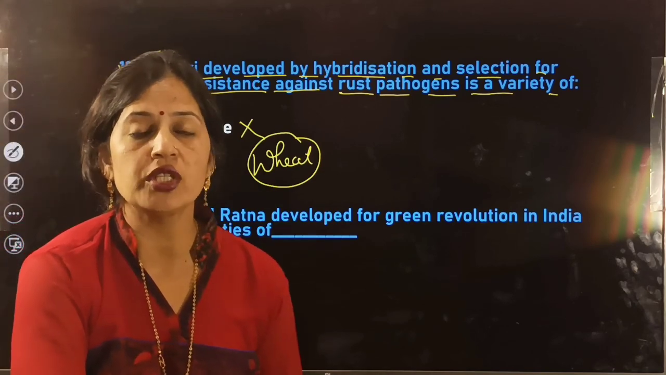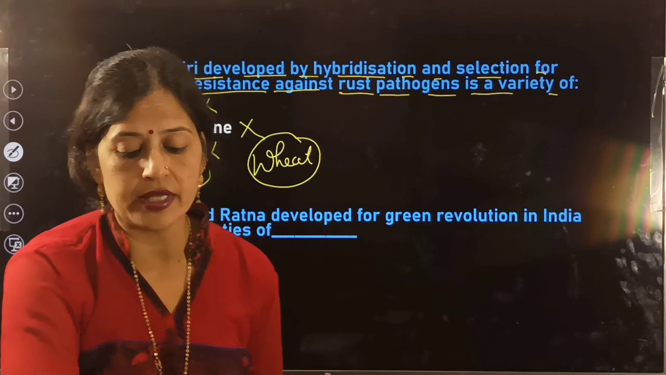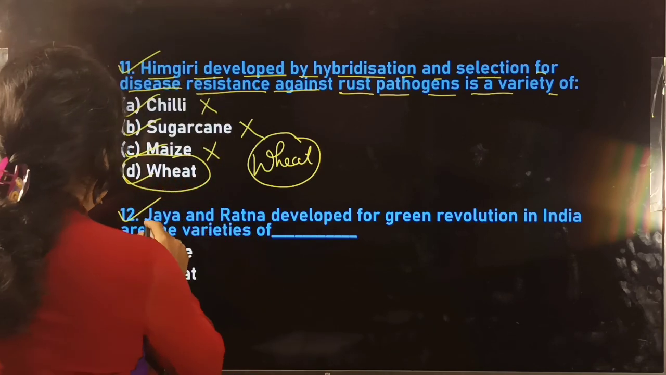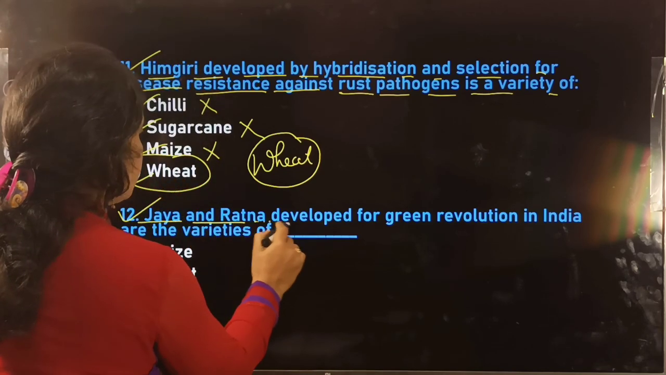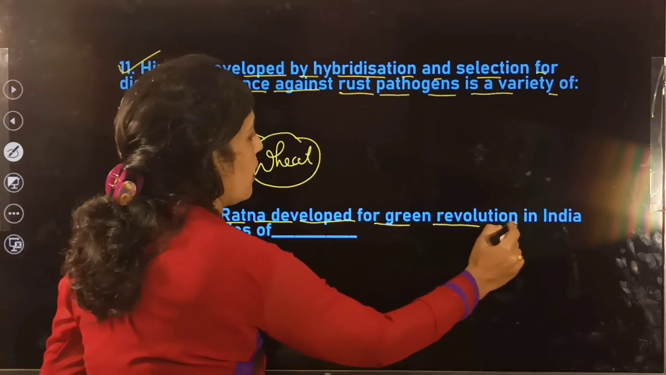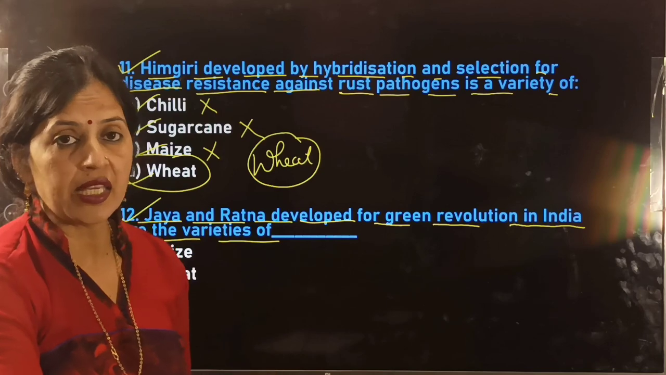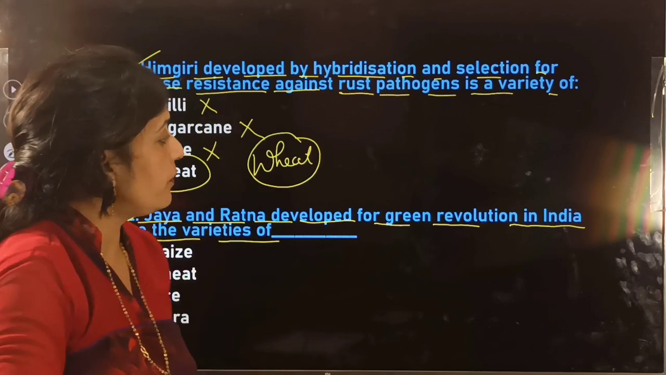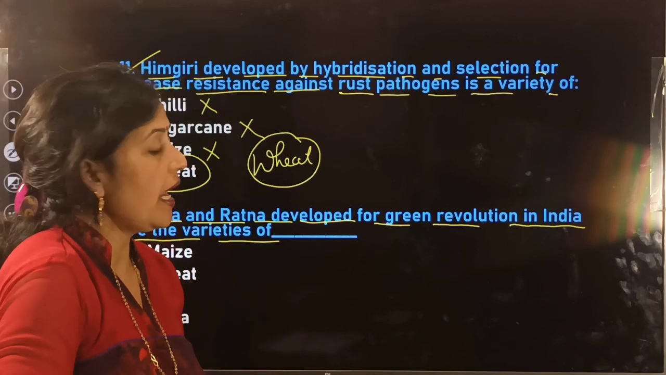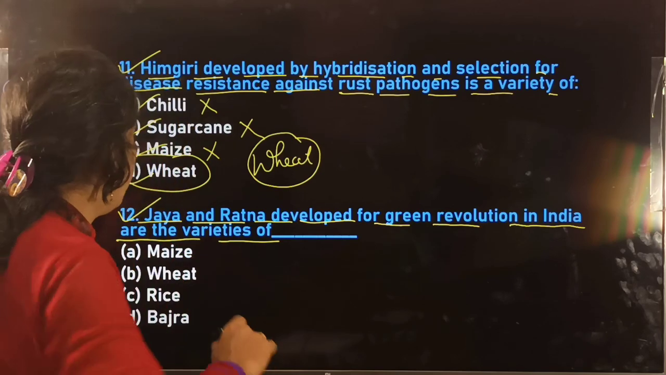Now shift to question number 12. And your question number 12 is: Jaya and Ratna, developed for the green revolution in India, are the varieties of.